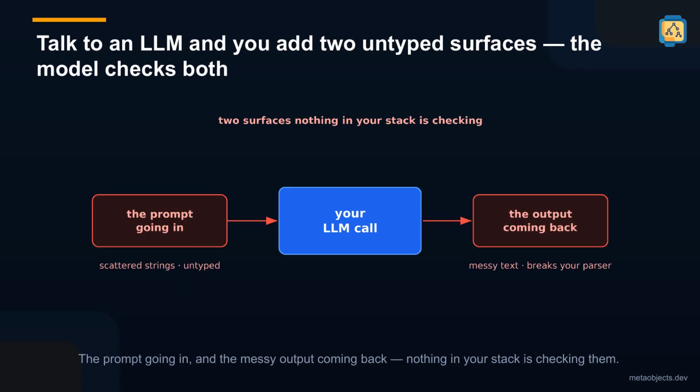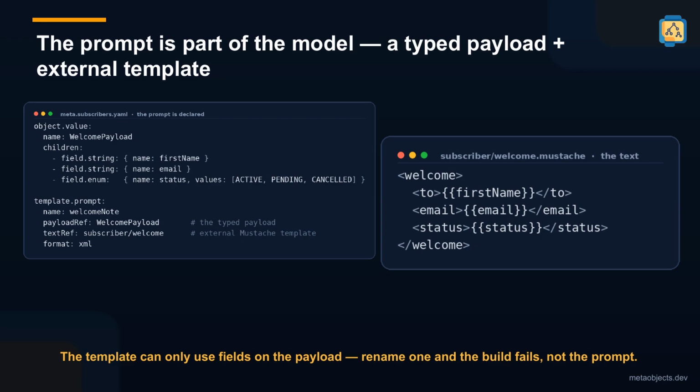Now, the AI itself. The moment your app calls an LLM, you add two surfaces nothing in your stack is checking: the prompt going in and the messy output coming back. First, the prompt, and it's part of the model. You declare a typed payload, the exact fields the prompt needs, and the text lives in an external mustache template that references those fields. The template can only use fields that exist on the payload, so a renamed field breaks the build instead of silently degrading the prompt.